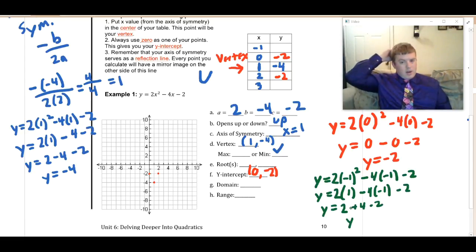So finally, we can go ahead and finish the rest of this. 2 plus 4 is 6, and 6 minus 2 is 4. So we now have a point at negative 1, 4, and 3, 4, because we know that these are going to reflect. So I'm going to go ahead and plot my points, negative 1 and 4, and 3 and 4.